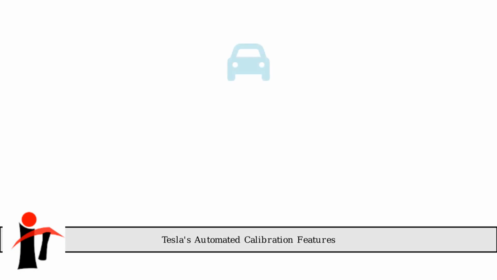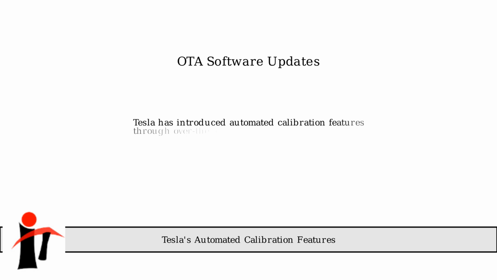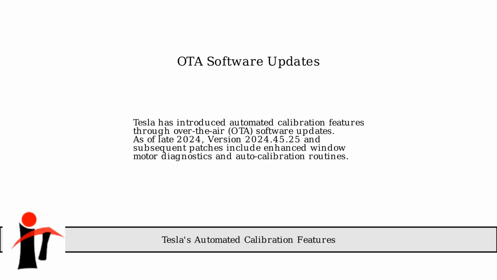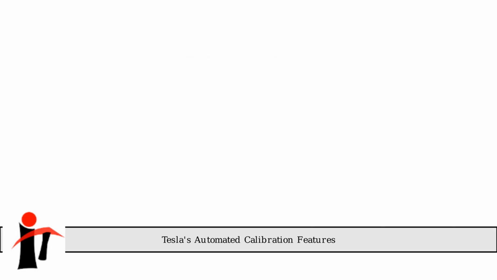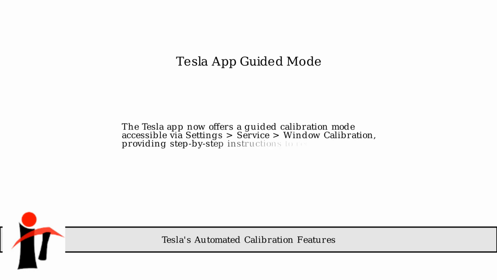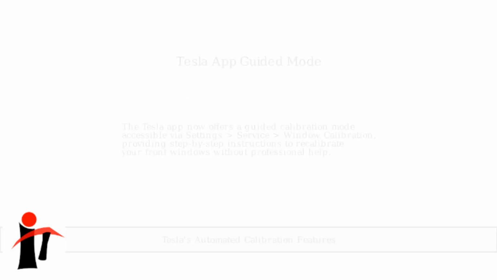Tesla has introduced automated calibration features through over-the-air software updates. As of late 2024, version 2024.45.25 and subsequent patches include enhanced window motor diagnostics and auto calibration routines. The Tesla app now offers a guided calibration mode accessible via Settings > Service > Window Calibration, providing step-by-step instructions to recalibrate your front windows without professional help.